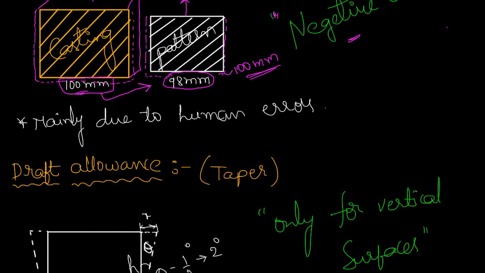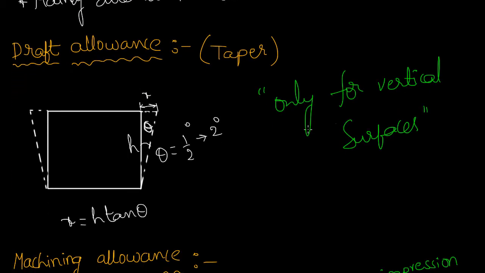And then next come to draft allowance. Draft means it is provided for vertical surfaces only, and this is for high height castings, right? To avoid continuous contact between the sand and the pattern, we make the pattern material in this shape, right? We make the pattern like this.